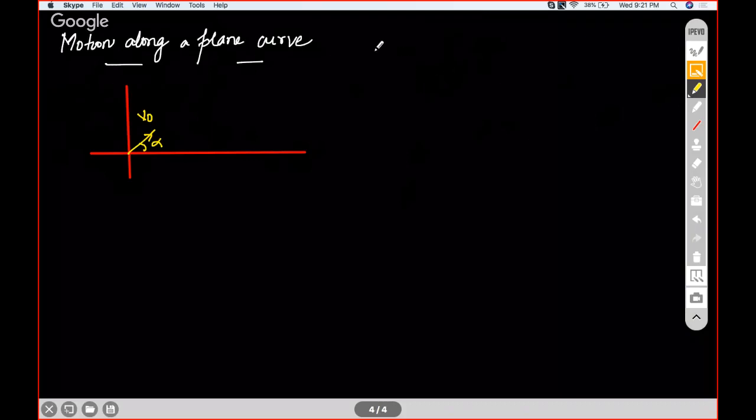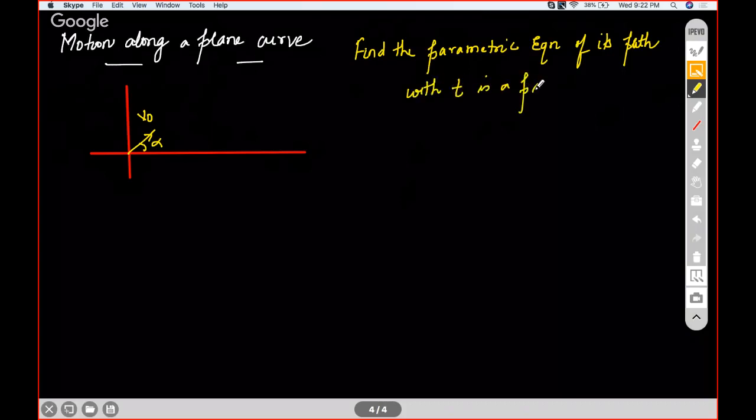Find the parametric equation of its flight path, where time is a parameter. That means find the parametric equation of its trajectory, with time as a parameter. I think it's almost a physics question.